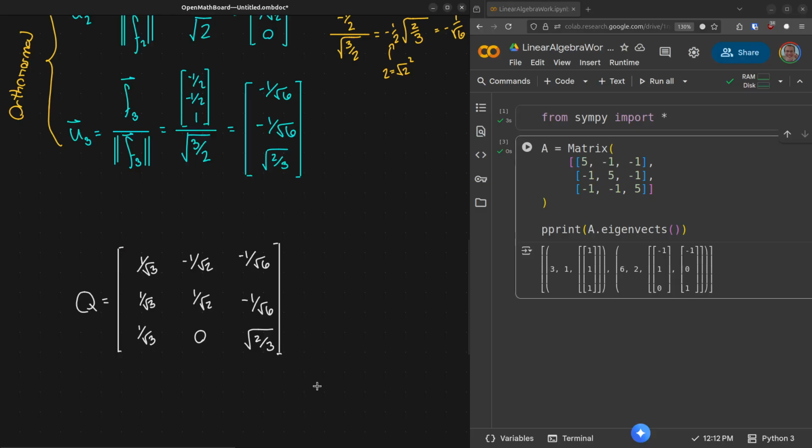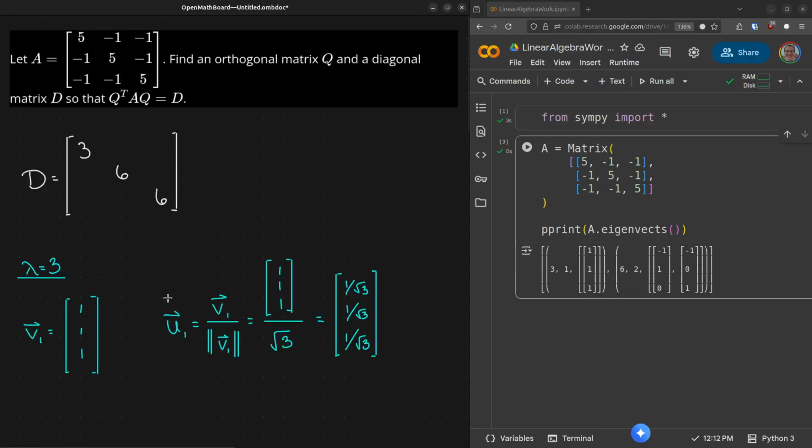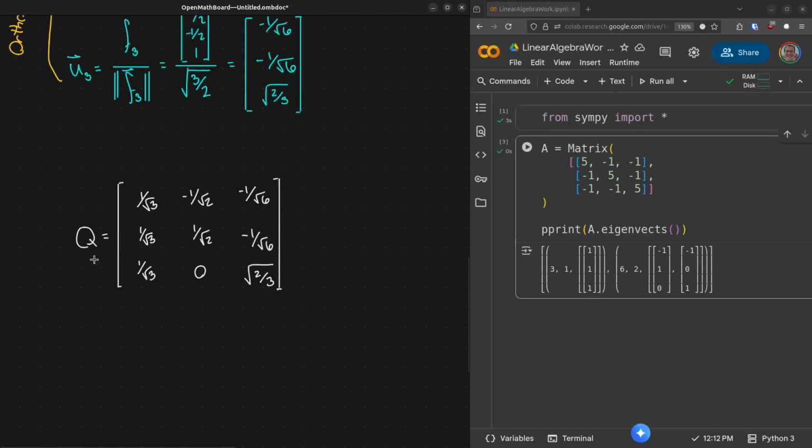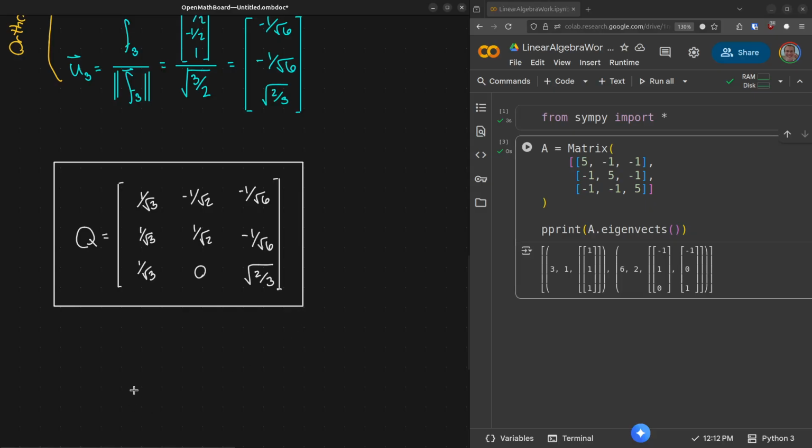Okay. And we're done. We have a diagonal matrix D and an orthogonal matrix Q, so that Q transpose times the original matrix A times Q is equal to the diagonal matrix D. And Q is an orthogonal matrix. Each row of Q is orthonormal to every other row. Each column of Q is going to be orthonormal to every other column. And you can check if you take Q transpose times Q, you're going to get the identity matrix.